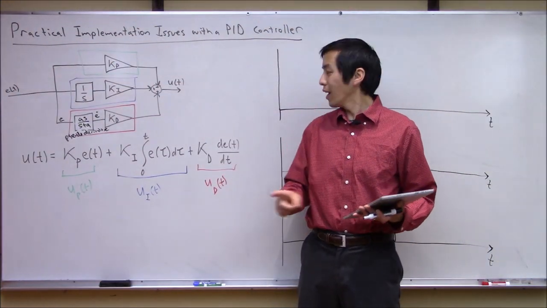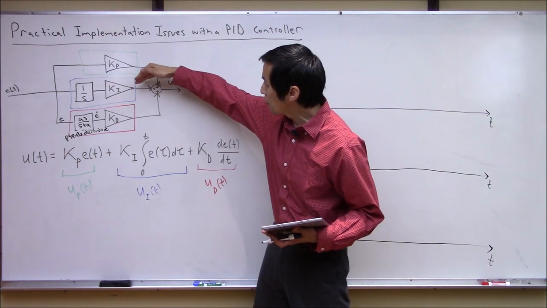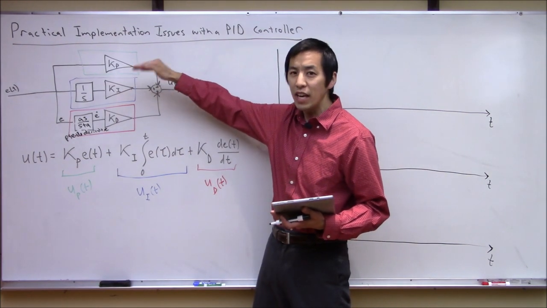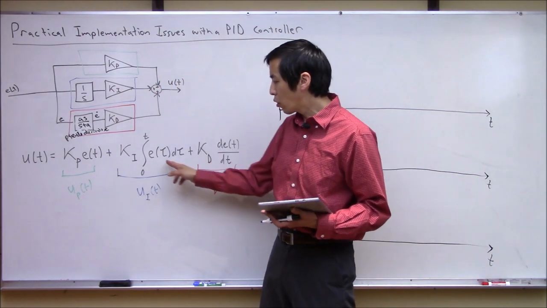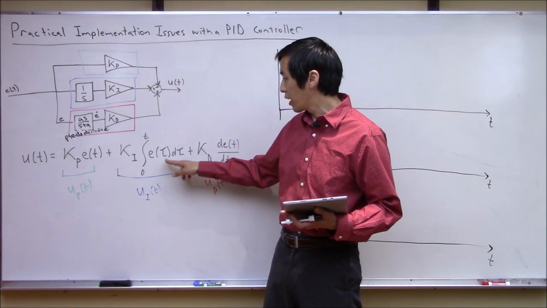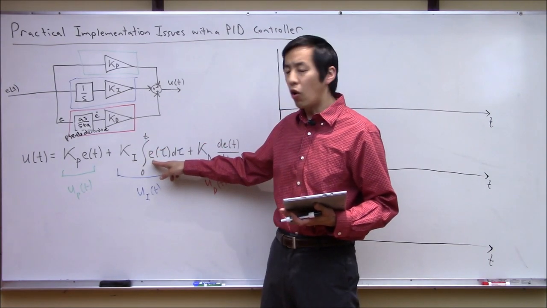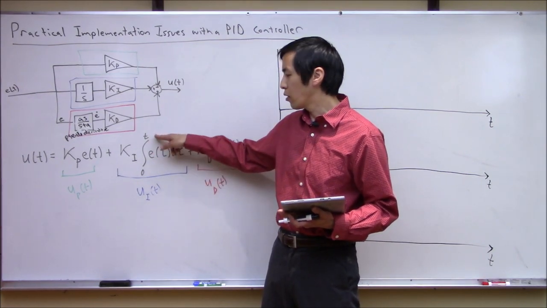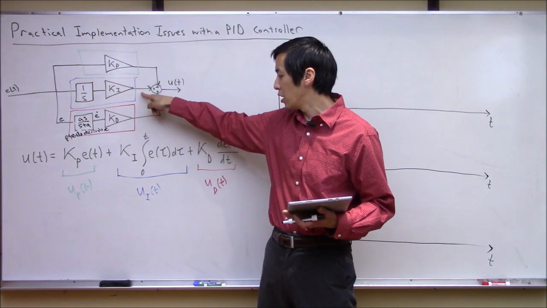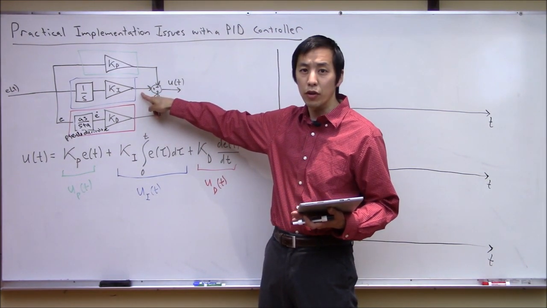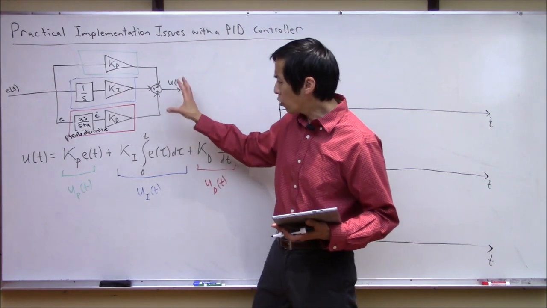All right, so now let's turn our attention to this blue box, which is the integrator component of the PID controller. So again, recall the whole idea with the integrator is that it integrates all of the error from time zero up to the current time and then multiplies it by this gain KI, and that's the UI component of your control signal.